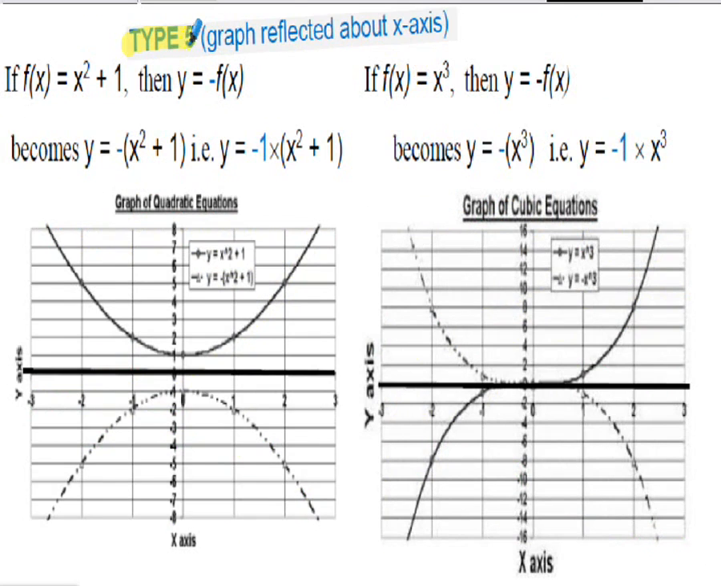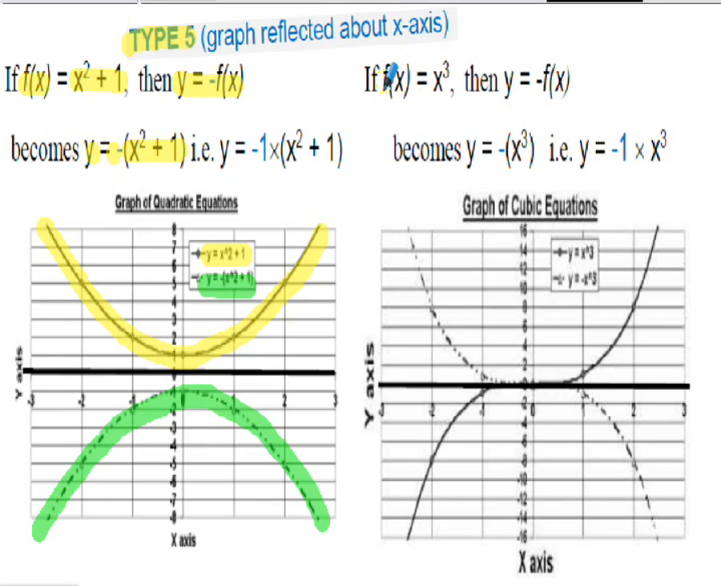Type 5 transformation continued. Another example, function of x is equal to x squared plus 1, it's a quadratic equation. Then y is equal to a negative function of x becomes y is equal to negative, in brackets, x squared plus 1. So if we plot the y is equal to x squared plus 1 curve, we get this shape passing through the vertical axis at 1. And if we plot the y is equal to negative x squared plus 1, we get this shape passing through negative 1 on the vertical axis, and again the mirror image about the x-axis.